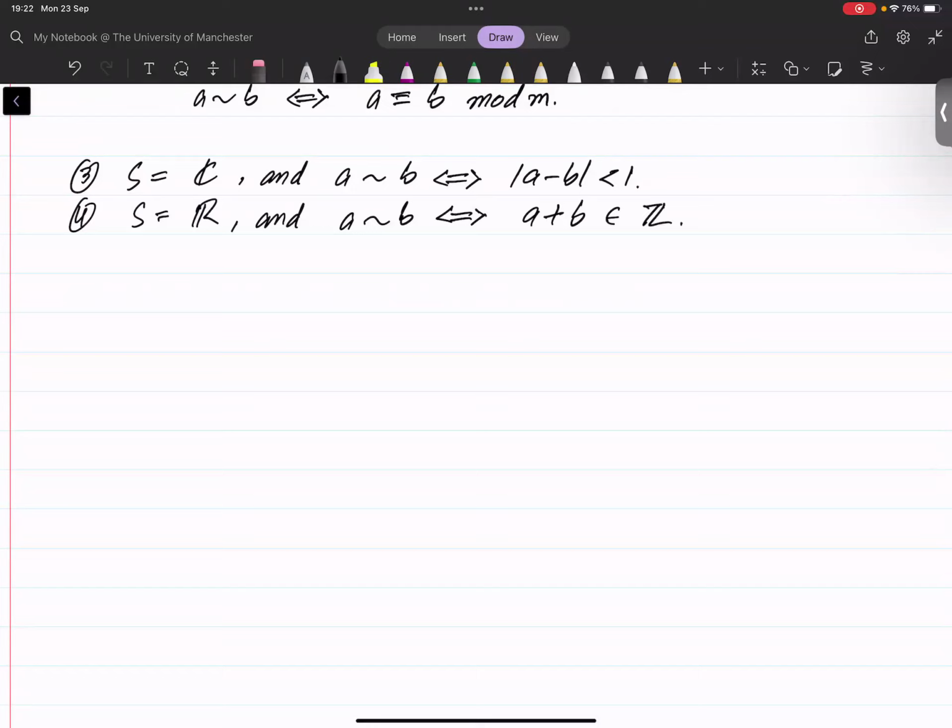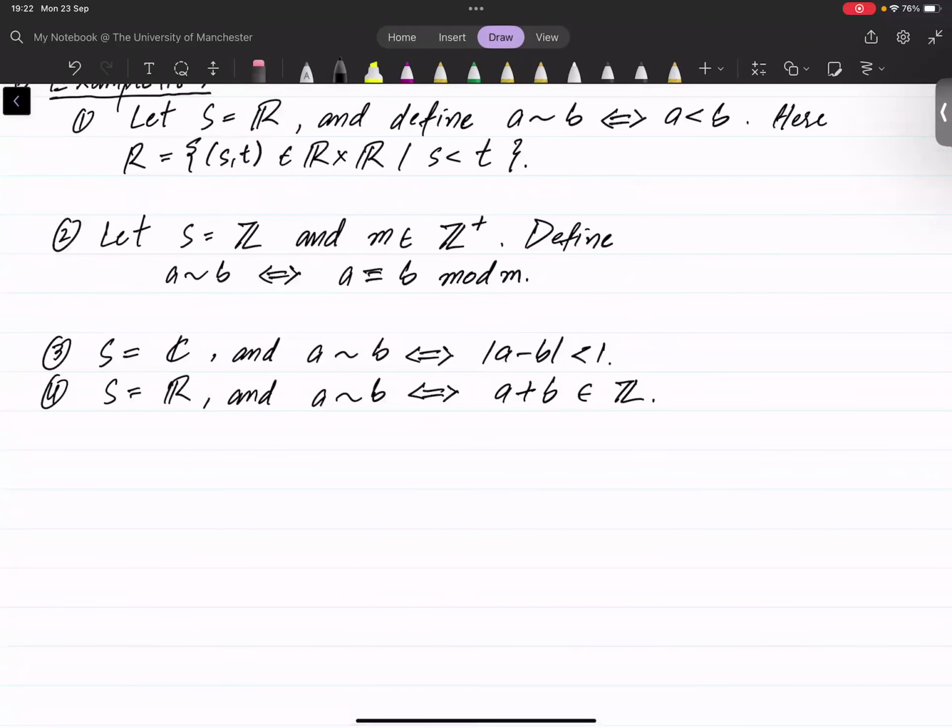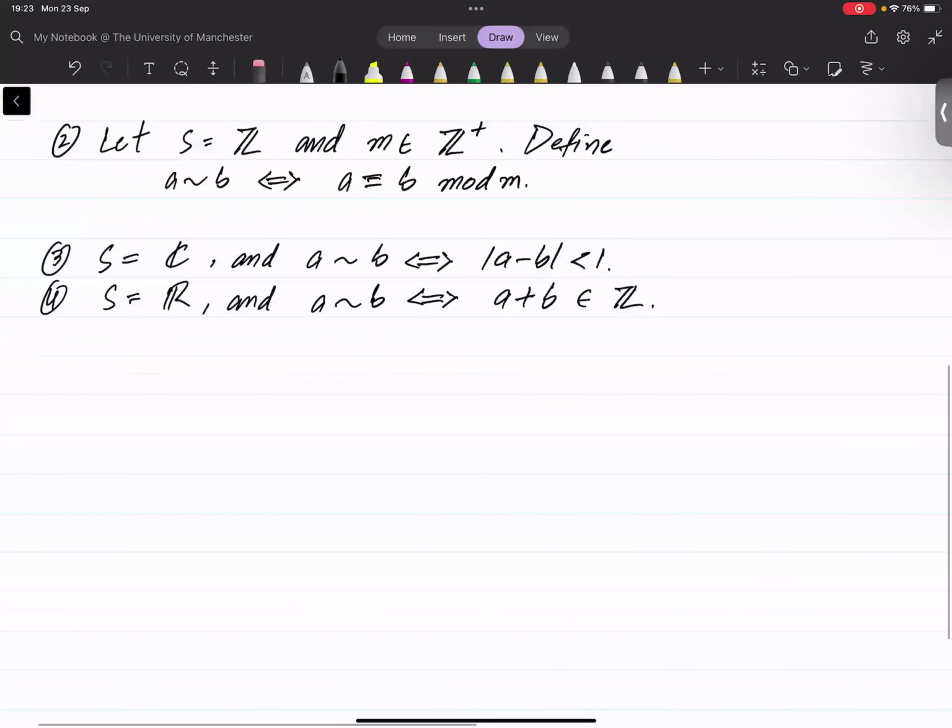So for everything, you can define such an R. This is the property that it needs to satisfy. Perfect.